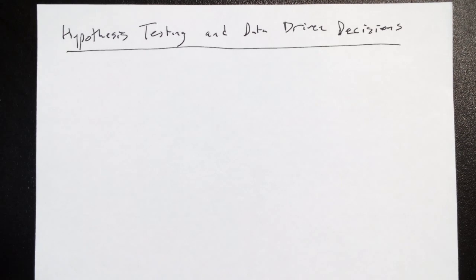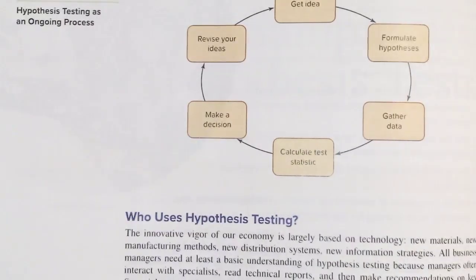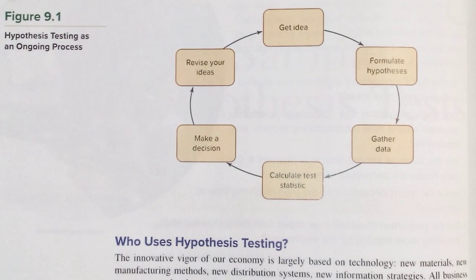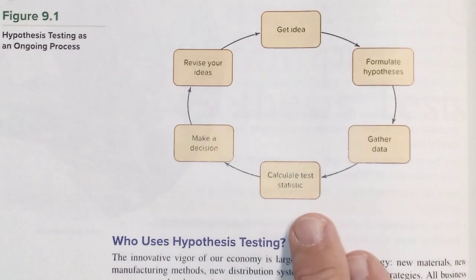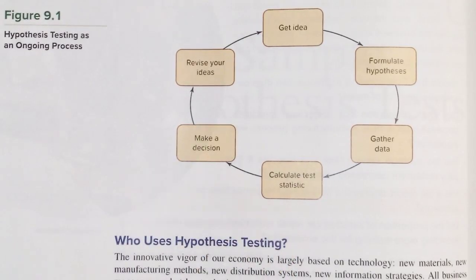Page 318, we have this picture. I have an idea, create a hypothesis, I get my data. Oh, hey, wait a minute, what's this piece down here? I test something. I calculate a statistic from my data, like we've been doing: means, medians, proportions, standard deviations, whatever it is I'm looking at. I then make my decision and then move on from there. Ideally, this repeats several times as we refine our ideas.